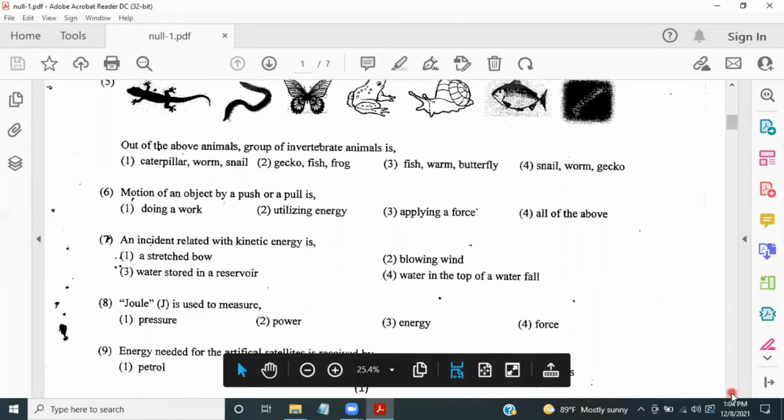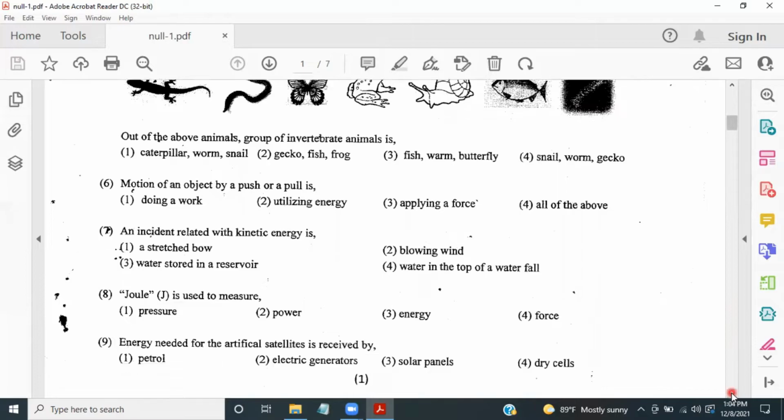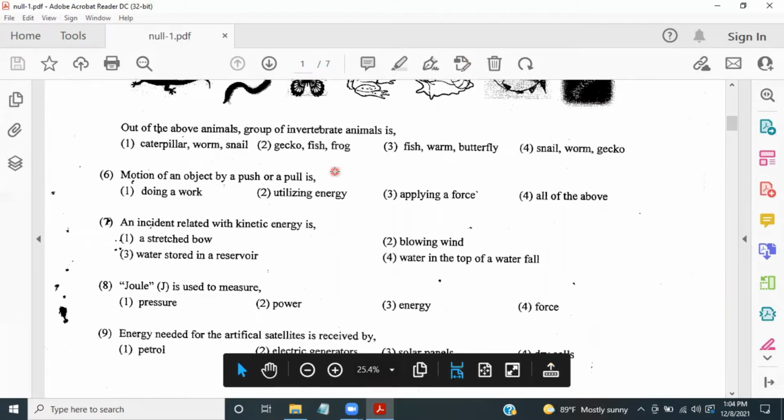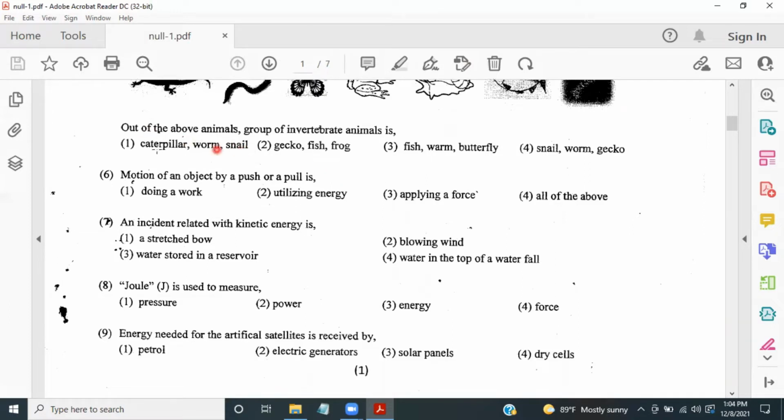Out of the above animals, which is the group of invertebrate animals? Invertebrates are the animals that do not have a backbone. From these animals, caterpillar, worm and snail have no backbone. Answer number 1.